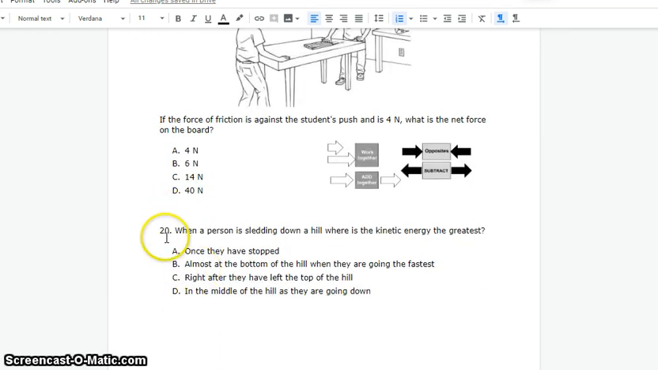And number 20. When a person is sledding down a hill, where is the kinetic energy the greatest? A, once they have stopped. B, almost at the bottom of the hill when they are going the fastest. C, right after they have left the top of the hill. It is not D. So when is kinetic energy the greatest?